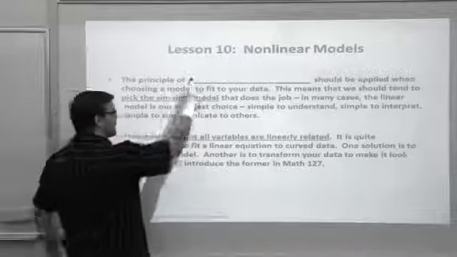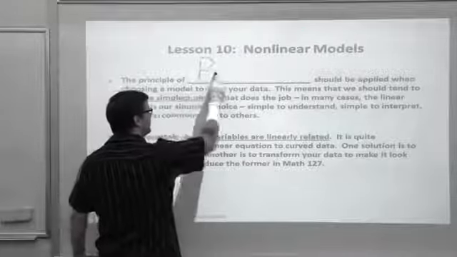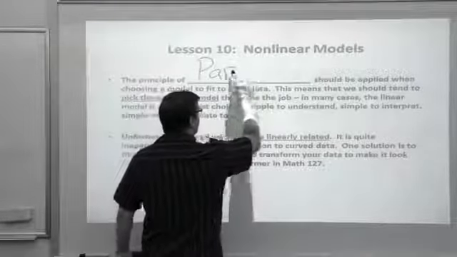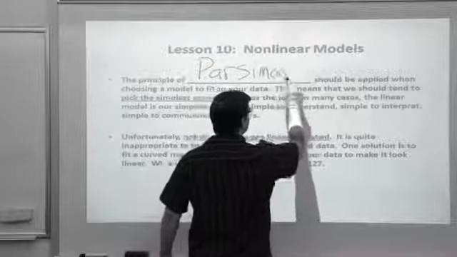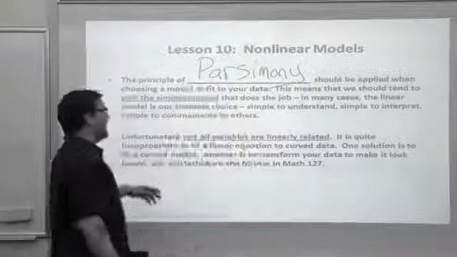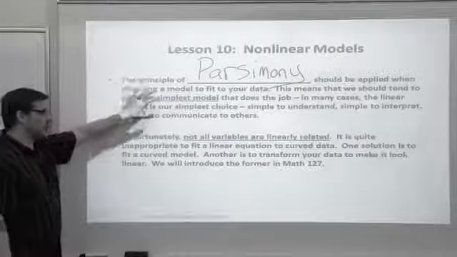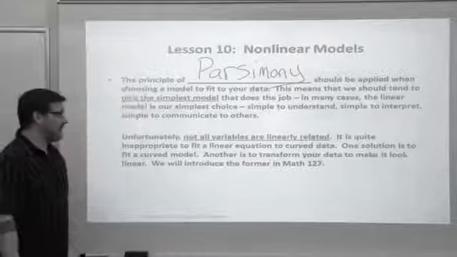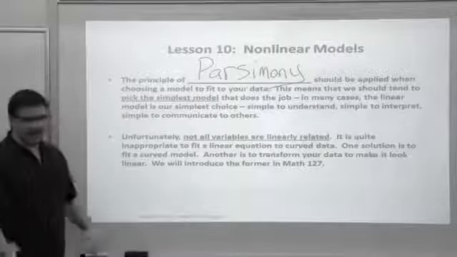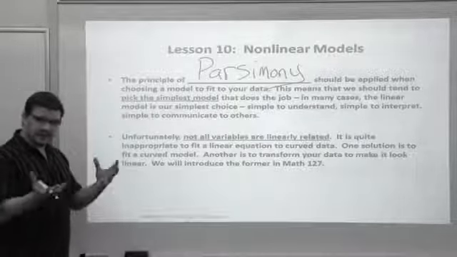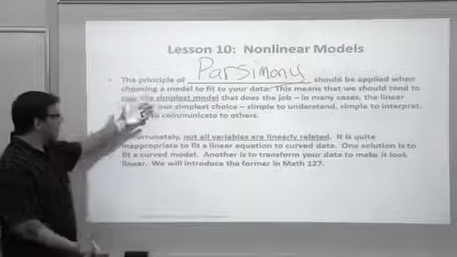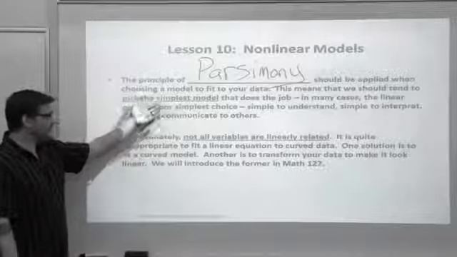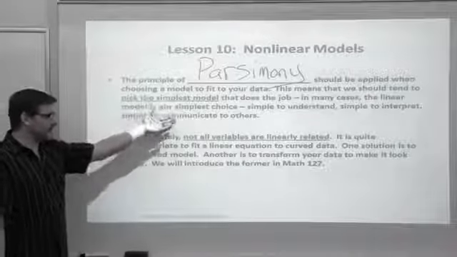The principle, here's a word I'm guessing most of you have never heard of. If you've heard it, good. The word's parsimony. And so let me read this for you. The principle of parsimony should be applied when choosing a model to fit your data. Remember that models are never perfect. We're trying to give a best guess for the pattern in the population. Parsimony means that we should tend to pick the simplest model that does the job.